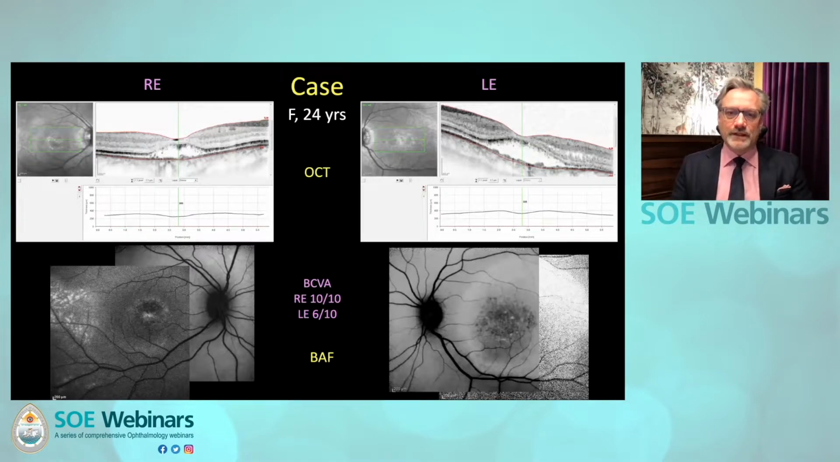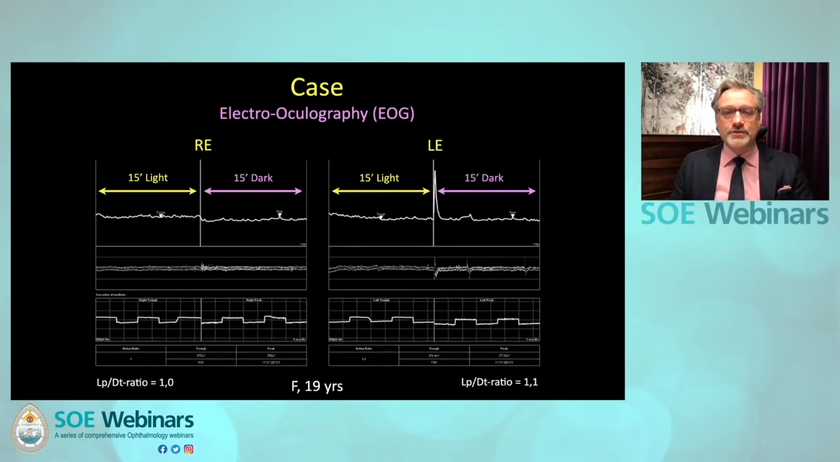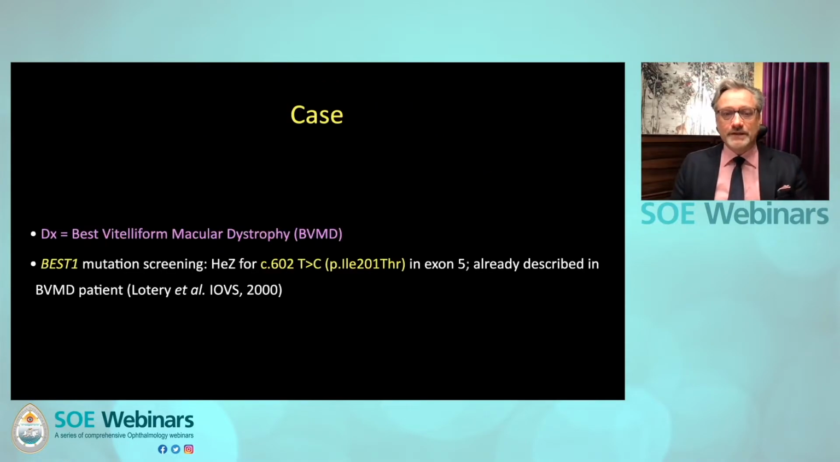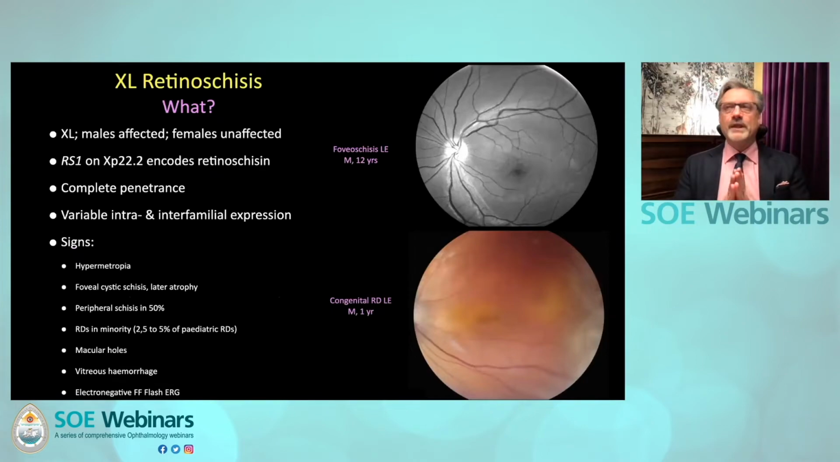What you can see here is abnormalities in the central retina in a case. Typical egg yolk-like lesion, and the EOG is flat. The light peak to dark trough ratio is abnormal. All the rest is normal. So this is best vitelliform macular dystrophy, and we've proven that through molecular screening. So let's look at the next condition affecting the central part of the retina.